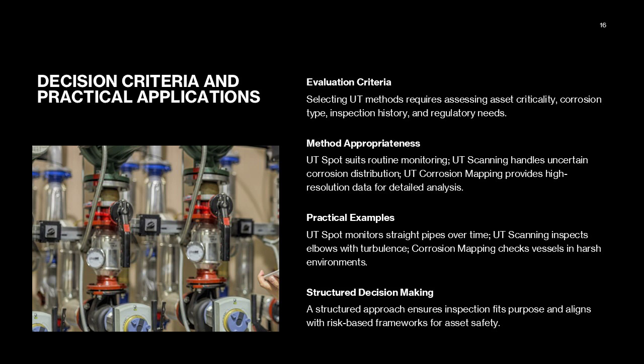UT spot is appropriate for routine monitoring, while UT scanning is ideal when uncertainty exists in corrosion distribution. UT corrosion mapping is essential when high-resolution data is required for engineering assessments such as API 579 Level 2 or 3 evaluations. Practical examples include using UT spot for long-term trending of straight pipes, UT scanning for elbows affected by turbulence, and UT corrosion mapping for vessels exposed to corrosive internal environments. Applying a structured decision methodology ensures inspection strategies are fit for purpose and aligned with risk-based inspection frameworks.